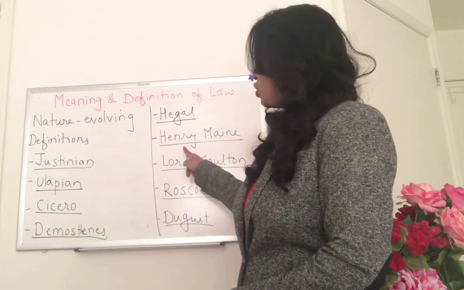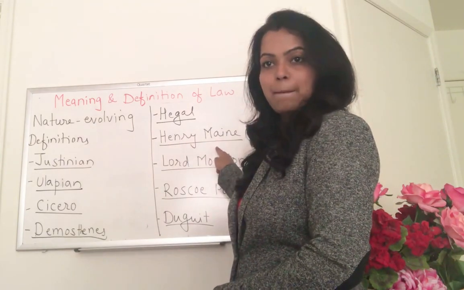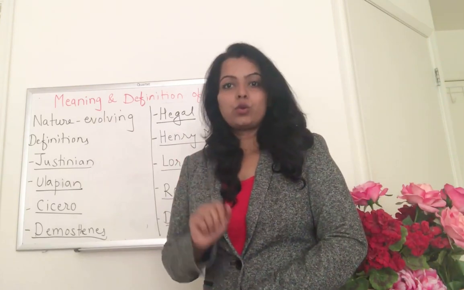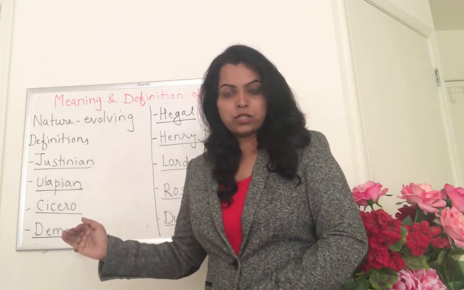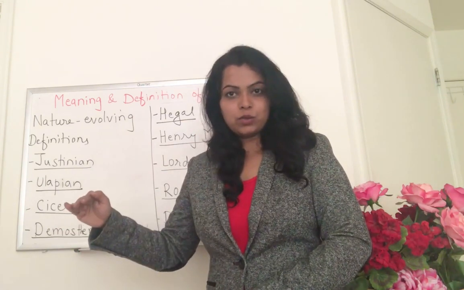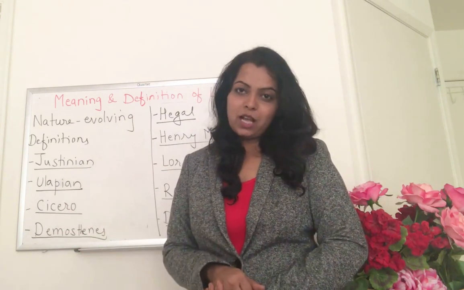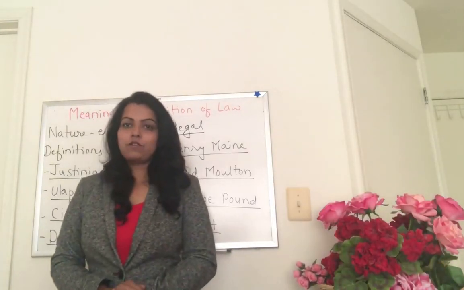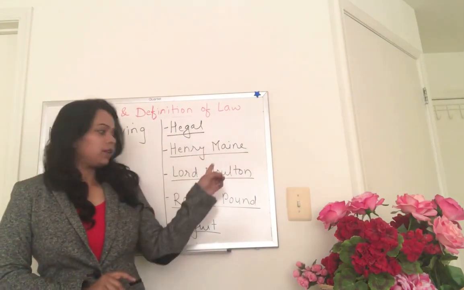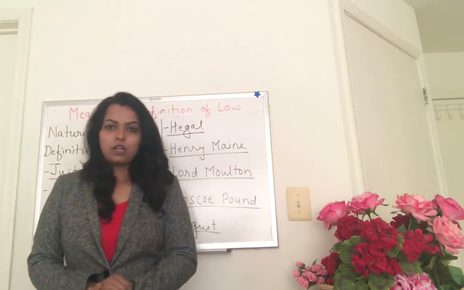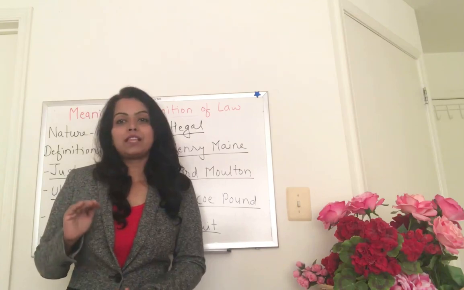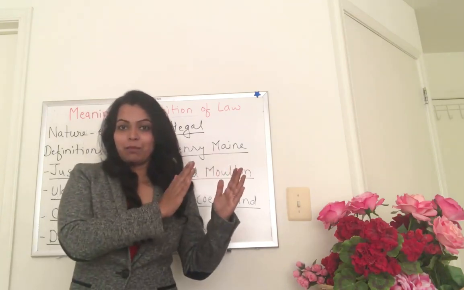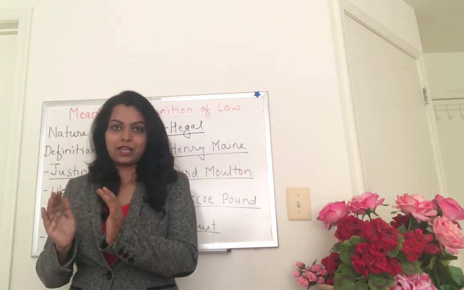Then the next definition is given by Dr. Henry Maine, and the definition is that law has two notions, the notion of order and the notion of force. So law has to maintain order in society, and how will law do that? By using force. The next definition of law is given by Lord Moulton. According to him, law is nothing but the crystallized common sense of the community. So see, law is moving from that divine element to the common sense of a society.